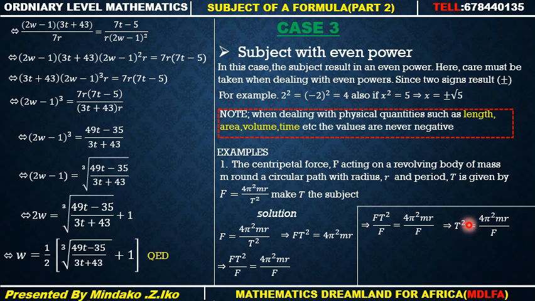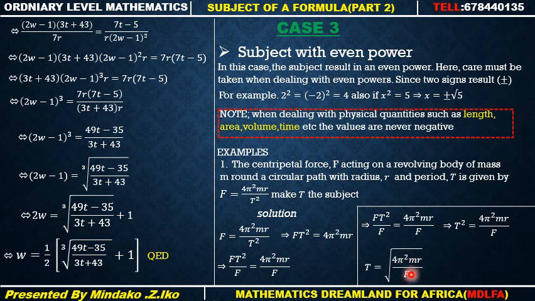But there is something important according to what I explained earlier, this x being equal to plus or minus root 5. You notice that if I take the square root on both sides, I will have the plus or minus square root of 4 pi squared mr divided by f. But in this case, we are not going to include the two signs, the plus or minus. So if I take the square root on both sides, I'm going to have that t equals the square root of 4 pi squared mr divided by f.